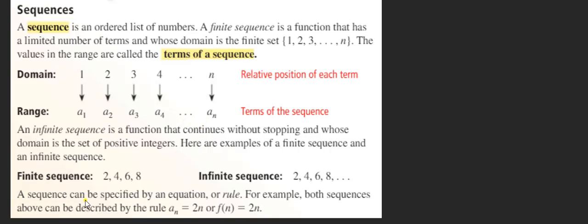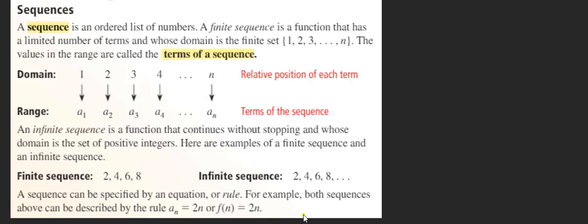Now, a sequence can be specified by an equation or rule. For example, the sequence 2, 4, 6, 8 can be described by the rule A of n equals 2n, or f of n equals 2n. So for example, what is A of 1? When n is 1, it's going to be 1 times 2, which is 2. What is A of 2, the second term? It's going to be 2 times 2, which is 4, and so forth.